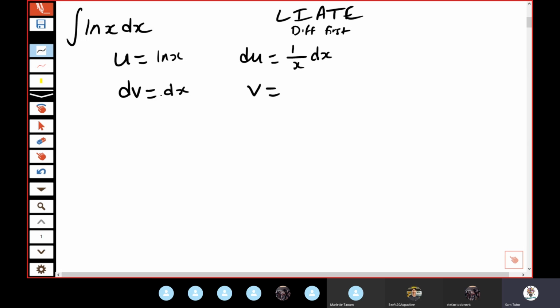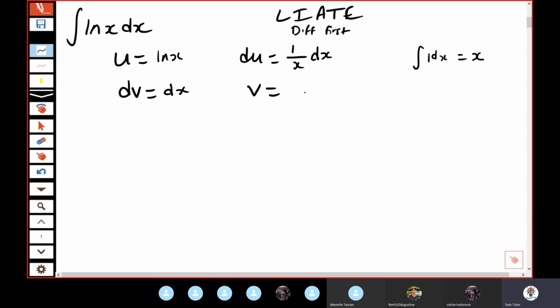You're integrating technically 1 dx. What should that be? Don't overthink it. You're going to increase this up by 1 power. What's it going to technically be? 1 squared? No, it'll be x. It's a constant 1. You're integrating the 1 dx, it should become just x.